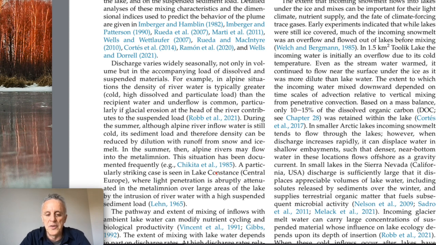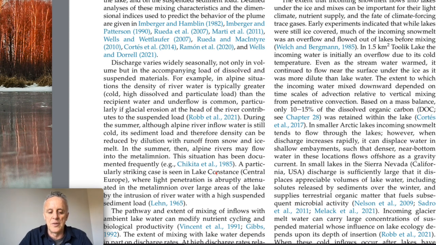During the summer, although alpine inflow water is still cold, its sediment load and therefore density can be reduced by dilution with runoff from snow and ice melt. In the summer, then, alpine rivers may flow into the metalimnion. This situation has been documented frequently. A particularly striking case is seen in Lake Constance, where light penetration is abruptly attenuated in the metalimnion over large areas of the lake by the intrusion of river water with a high suspended sediment load.